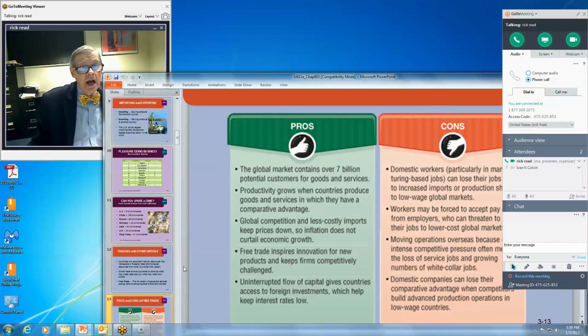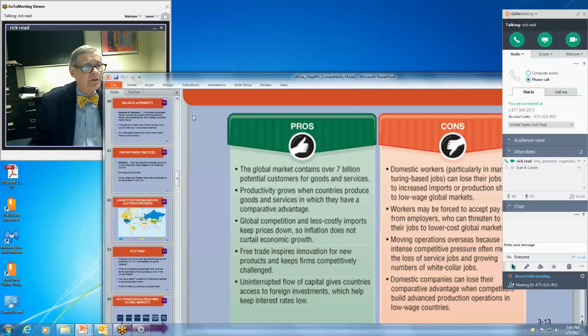These are the pros and cons of global trade, and I only want to talk about a couple of these. One of the pros is that productivity grows when countries produce those things in which they have a comparative advantage. Comparative advantage simply means that a country is going to produce those products which it can do most efficiently and effectively, and it will buy those products that it cannot from someplace else. On the con side, workers may be forced to accept pay cuts, or threaten to have their jobs moved overseas to low-cost areas. Now you can see these pros and cons graphically displayed at the top of page 64. I suggest that you take a few minutes to look at them, because you will gain some insight into those simply by looking at them.